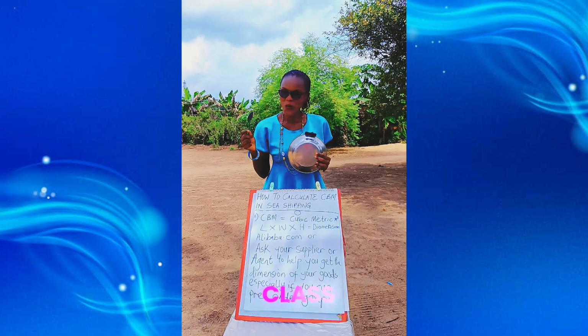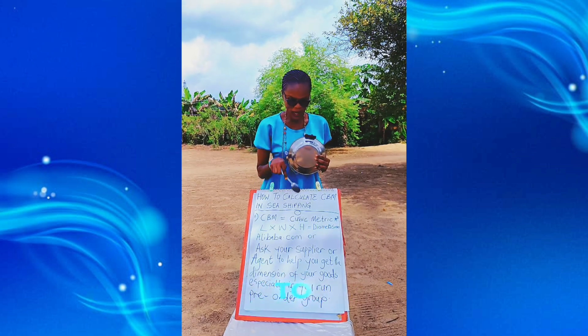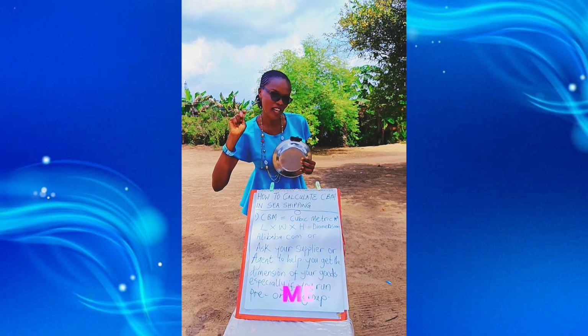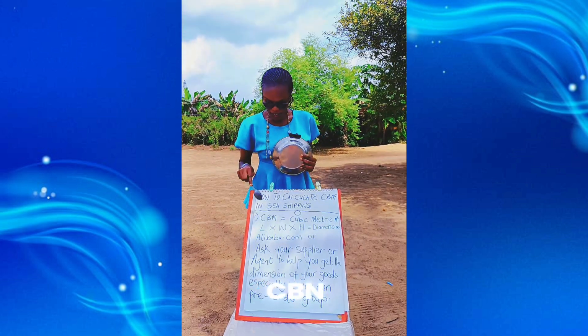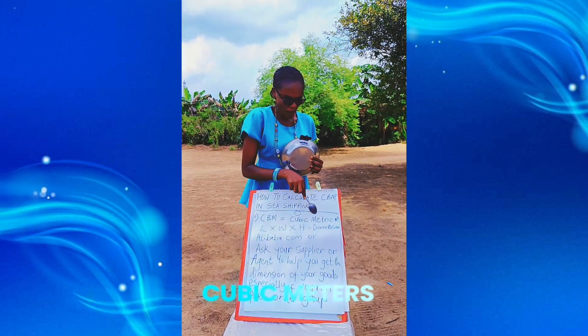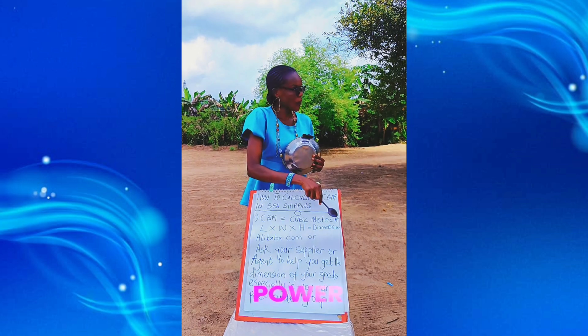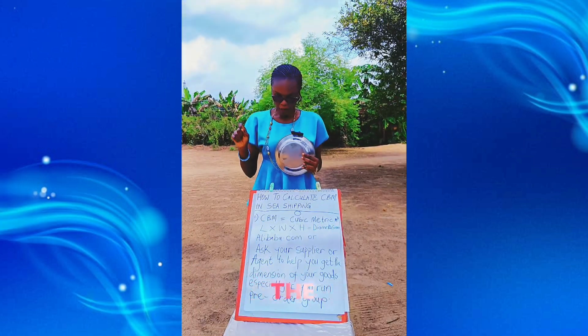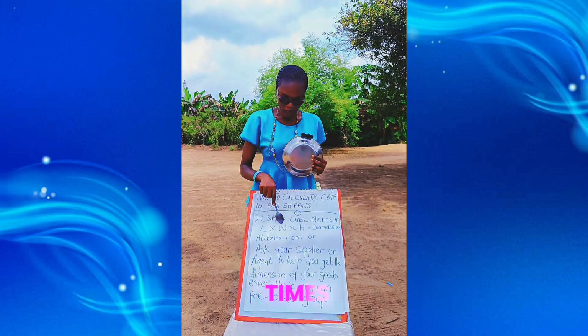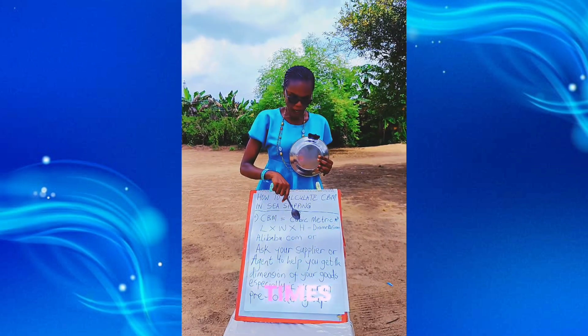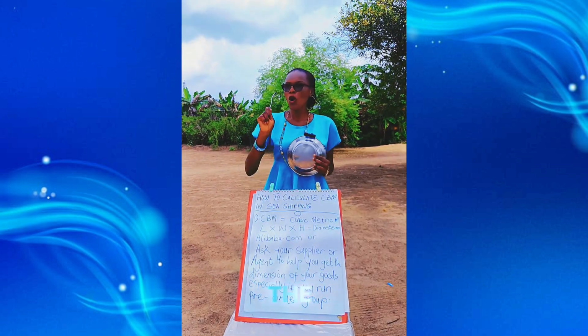In today's class, we are going to be learning how to calculate CBM in sea shipping. Repeat after me. What is CBM? CBM is cubic metre. That's why it's raised to the power of 3, because to measure the dimension, you say length times width times height.